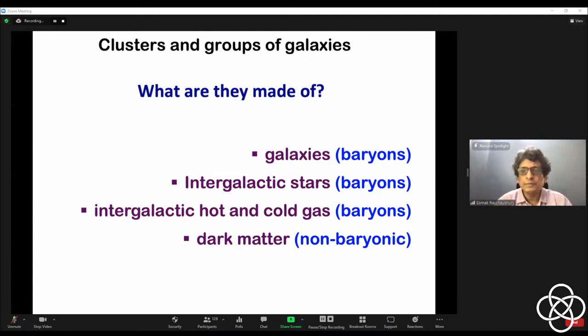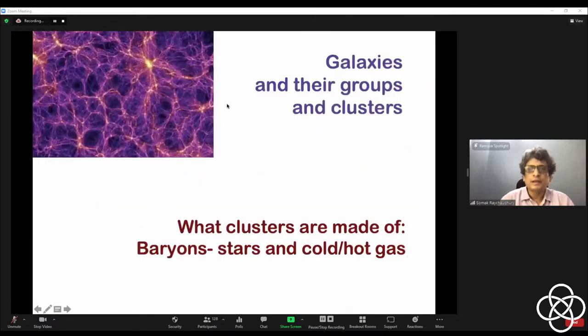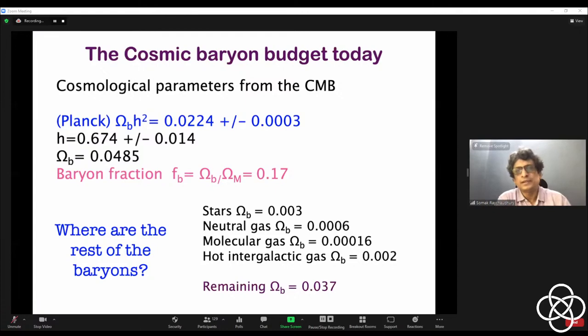So when I showed you this picture last time, a picture of the distribution of matter, this is the distribution of dark matter as produced in a simulation. And this dominates, and this is not baryonic. Okay. So let's first look at the baryonic component, and then I'll go to the dark matter component. And today we're going to look at the constituents of clusters one at a time. So looking at the baryons, here is what we think is the baryon budget of the universe.